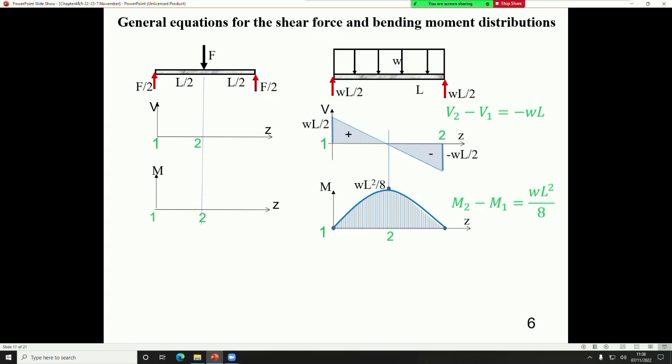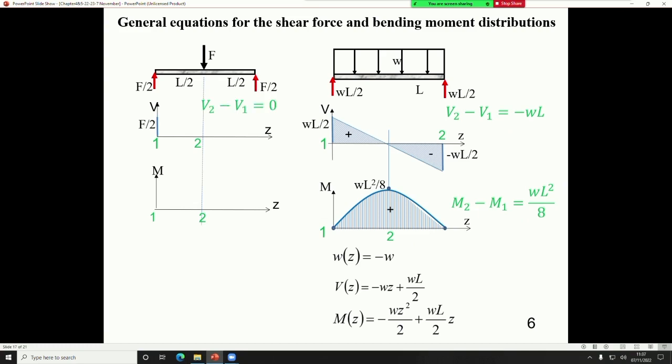Now we write the general equations, which is examinable. The distributed load is constant, minus W. I integrate it. I add the constant value, this value here. And then the next integration gives me the bending moment distribution. I don't need to add any constant value because at this point the bending moment is zero. Any question in relation to this slide? Good, very good. So we move on.